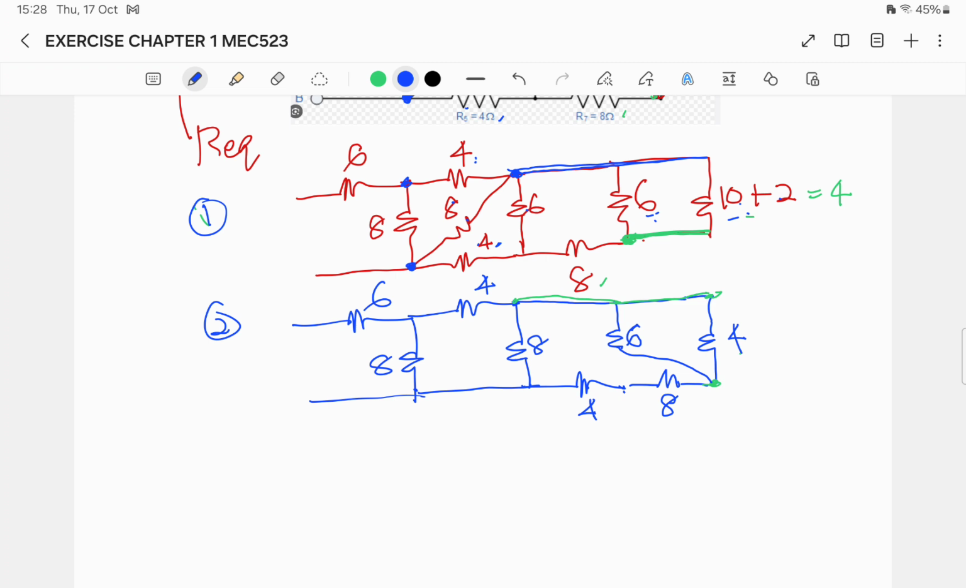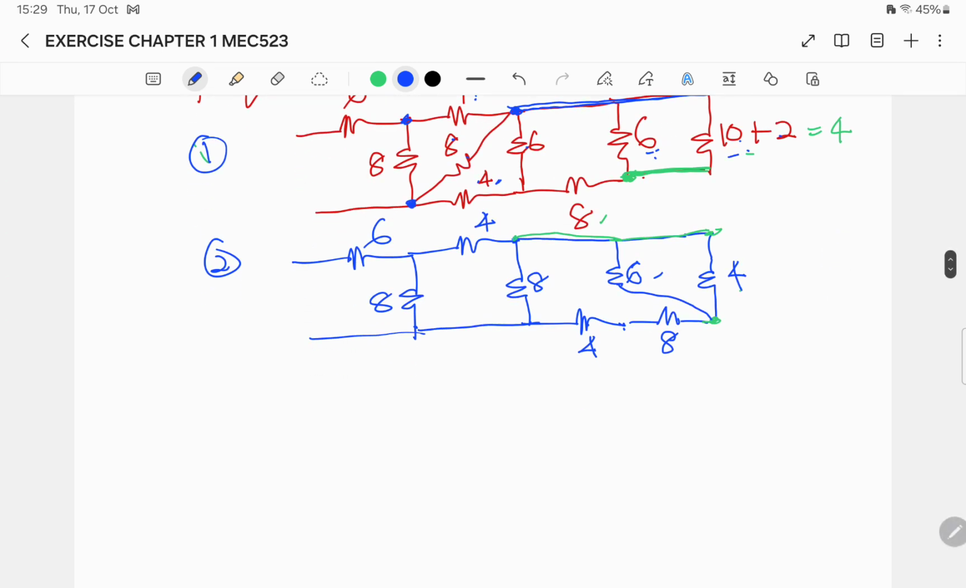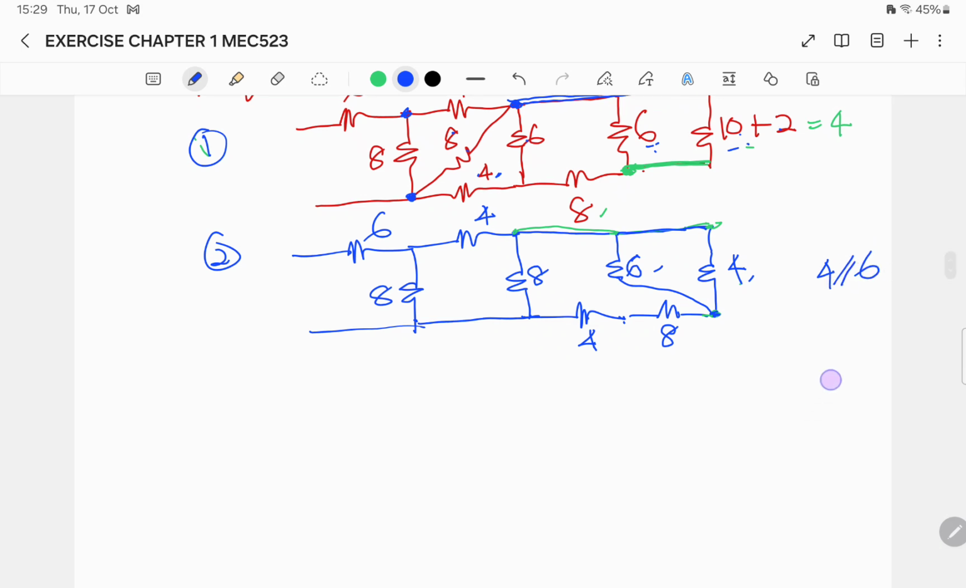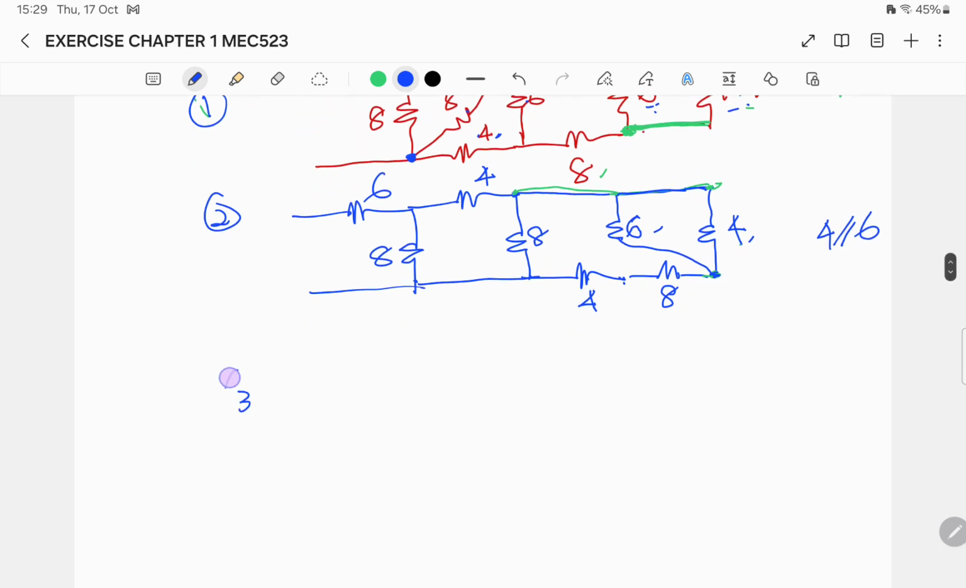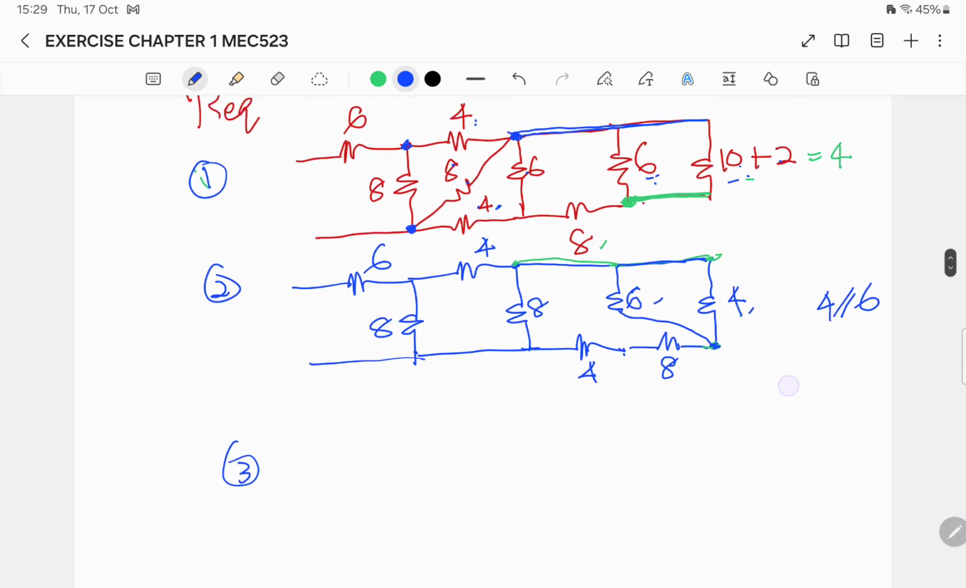Kan? Betul tak? So lepas tu nak buat apa? Parallelkan 4 dengan 6. Sebab ni satu kaki, yang bawah ni pun sama. So parallelkan 4 dengan 6 pula. 6 kali 2 yang mana? Oh, 6 lagi 1.